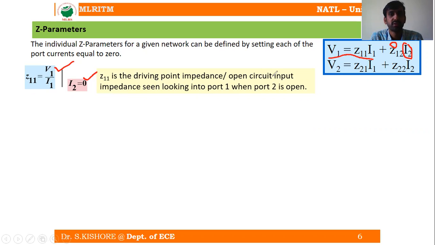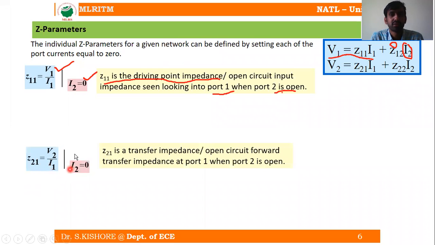Open circuit input impedance. Which one is open circuit? Port 2 is open, when we look into port 1. So from that equation, we came across Z11 is equal to V1 by I1, which is nothing but your driving point impedance or open circuit input impedance, right?